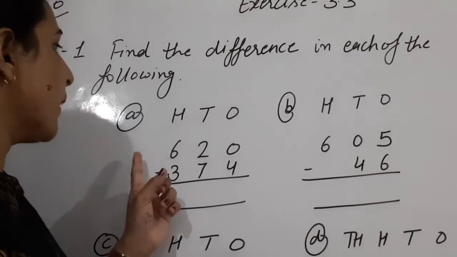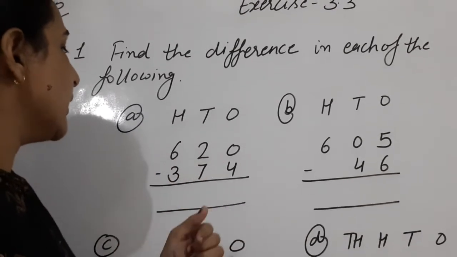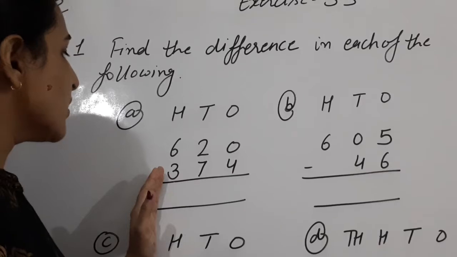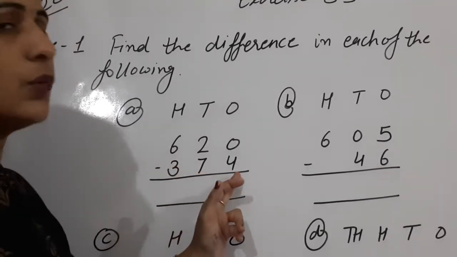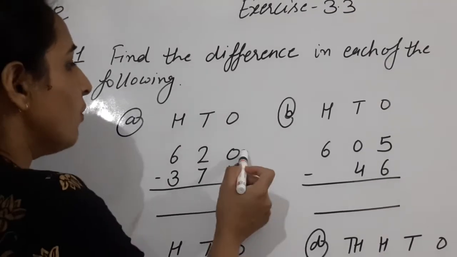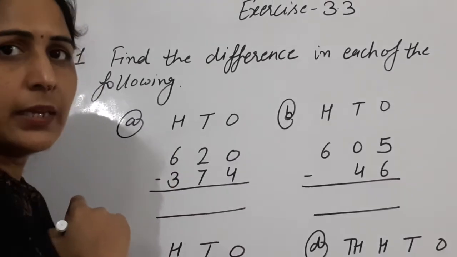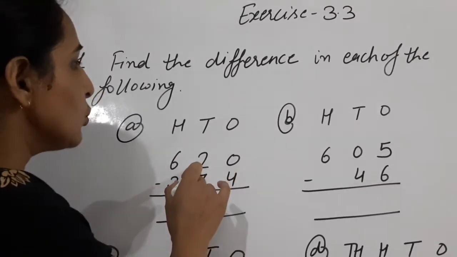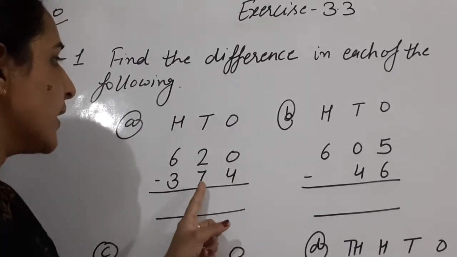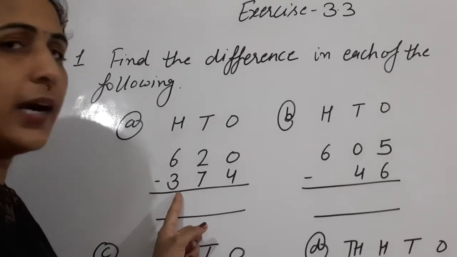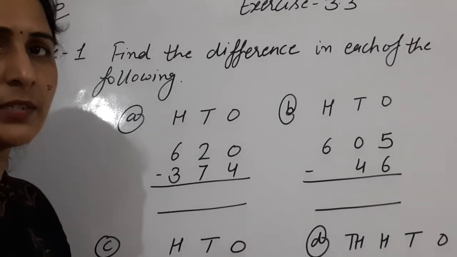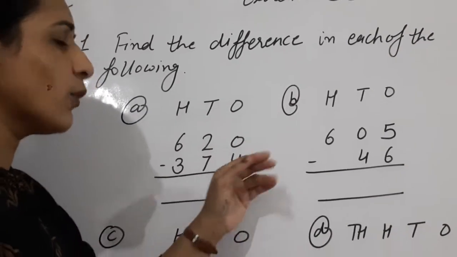So let's see part number A, 620 minus 374. Clear? So how do we subtract 374 from 620? Let's see, beta. Here in the ones place there is 0. Here 0 ones, 2 tens and 600. And here is 4 ones, 7 tens and 300. So here is 0 ones, here is 4 ones. So how do we subtract? We cannot subtract 4 from 0.